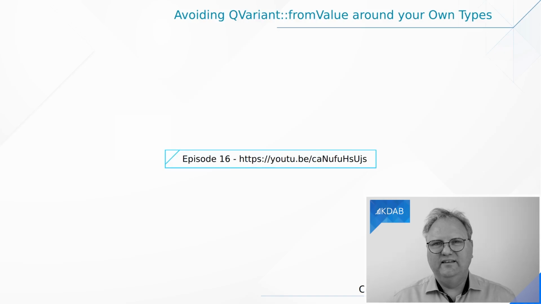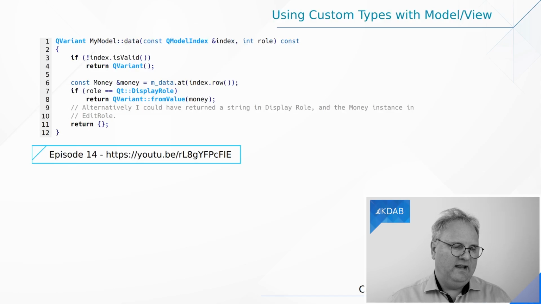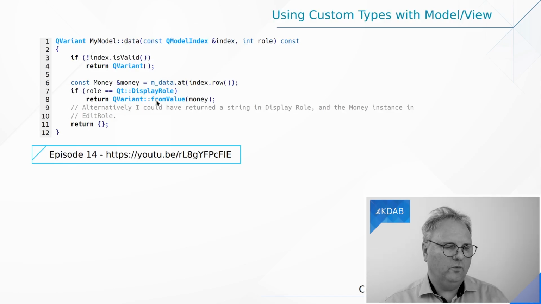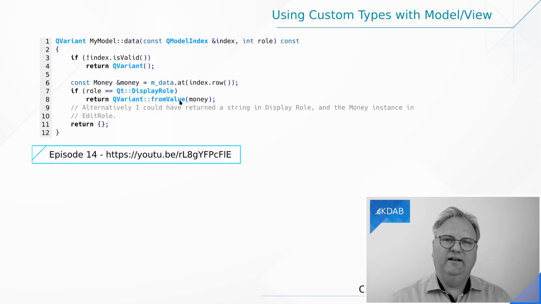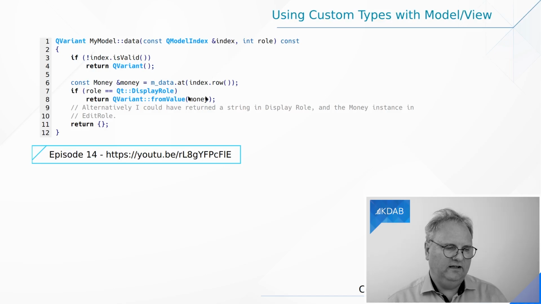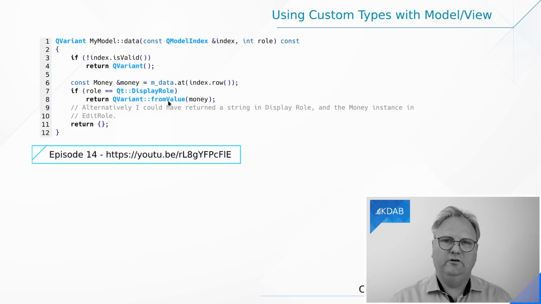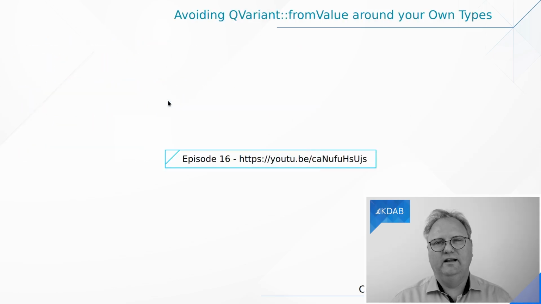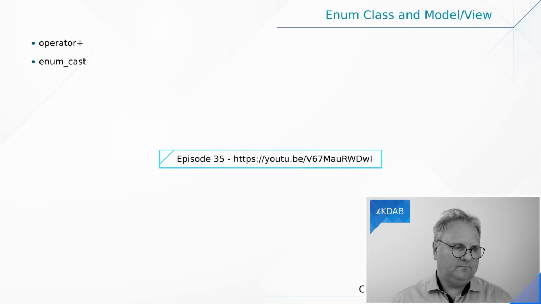Episode 16 doesn't have much to show, but basically it removes this QVariant::fromValue. If you have an implicit operator, what is it called, then you will not need to wrap your instances in that, but you can make Qt do it for you. That's what episode 16 is about.